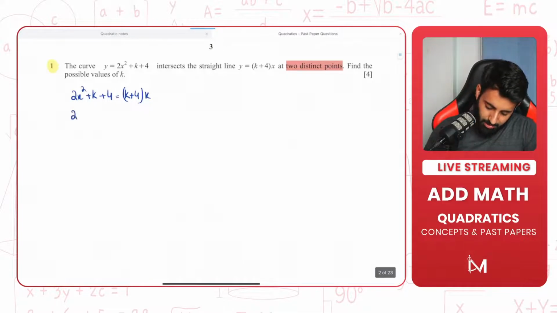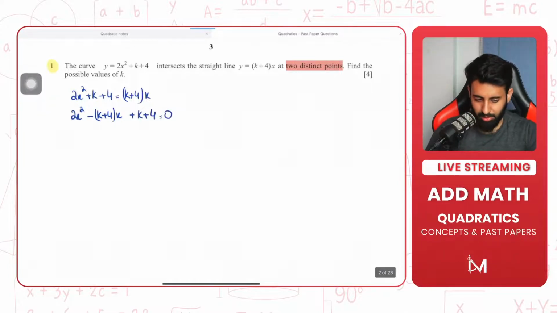So what I'll do is I'll shift all the terms over to the left hand side. So we have 2x square. Now if I shift this over to the left, it's going to be minus k plus 4 into x plus k plus 4 equals to 0. Please do not make a sign error over here. 9 out of 10 times students know what to do with the discriminant. Okay, they know that they need to equate them, but 9 out of 10 times they end up making a sign error. Now a is equal to 2.